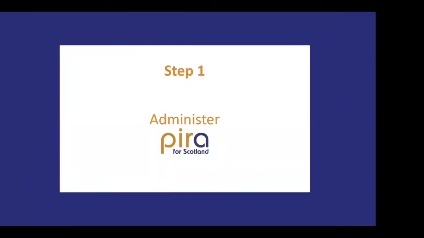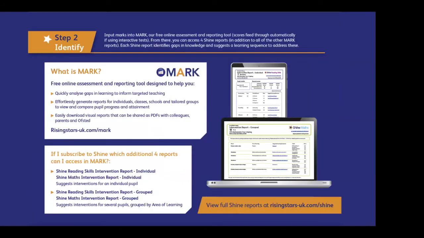So, as we said, you administer the PIRA for Scotland first and do the assessment. Next slide, please. The next step is to put your information into Mark, and it'll give you a wealth of reports that we've already gone through. And then you've also got 2 extra reports, which are Shine reports, which I'll go into now. Next slide, please.